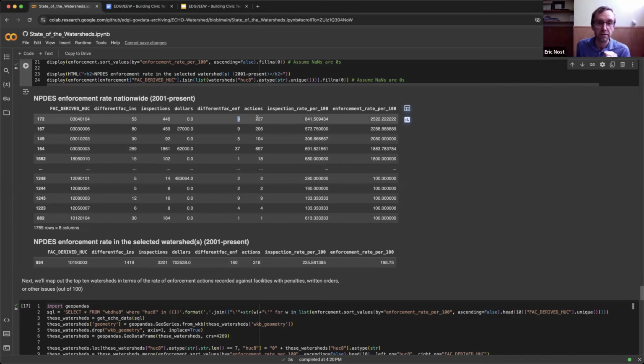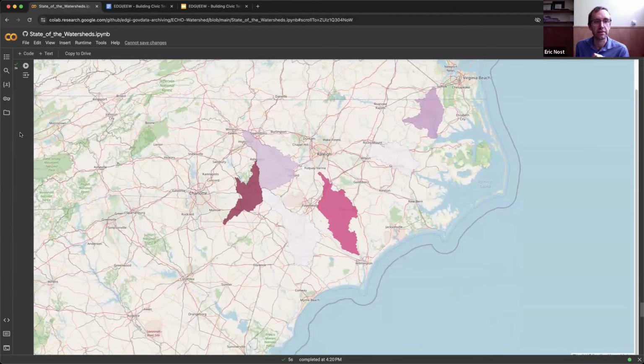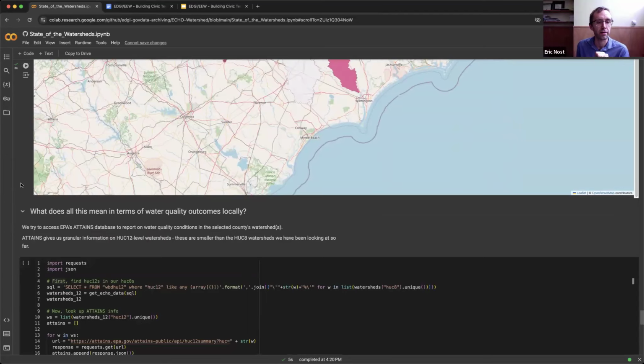They're lobbing 227 different written orders and penalties and whatever it might be against just 9 different facilities, giving us this high rate. And if we look at where that's happening, we actually find that that's in North Carolina. In fact, nationwide, the top several are in North Carolina.